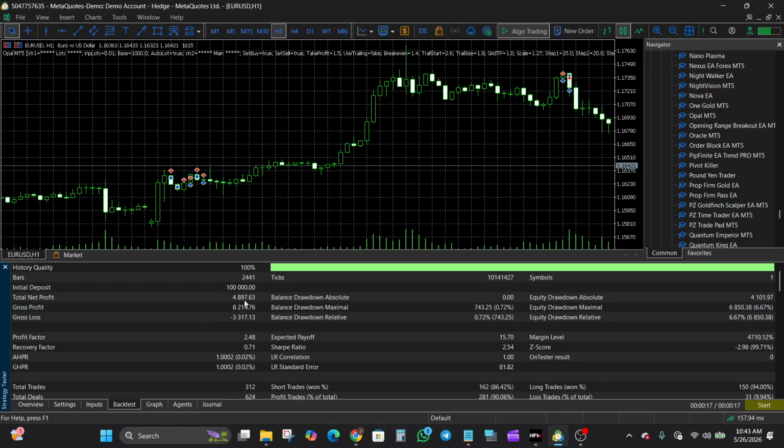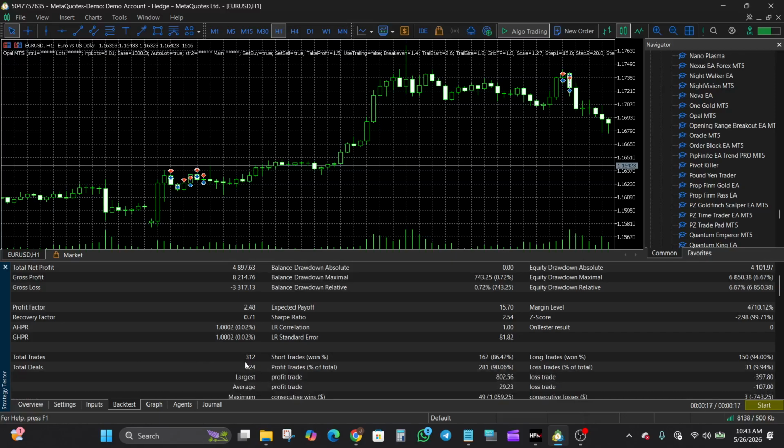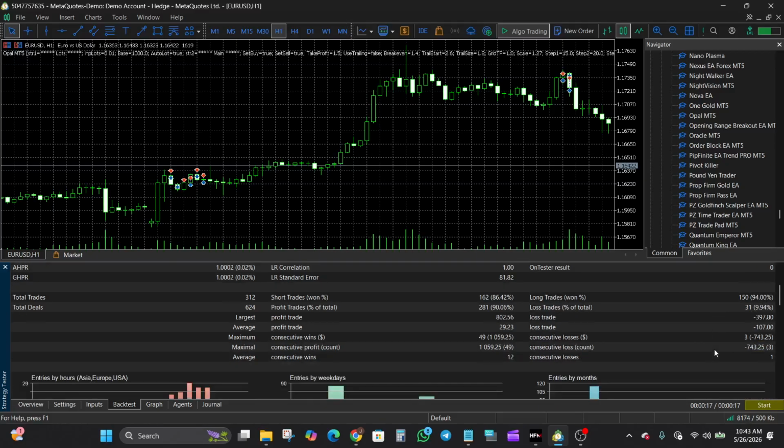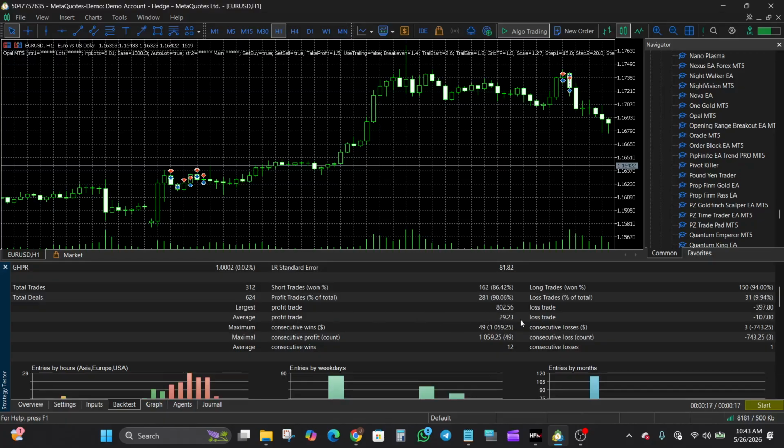Okay, so we can see that from an initial deposit of $100,000, the total net profit was 4,897.63, and there were a total of 312 trades taken. 162 were short trades with 86.42% win rate, and 150 were long trades with a whopping 94% win rate. Now, talking about the largest profit and largest loss, the largest profit was 802.56, and the largest loss was 397.8, and then the average profit was 29.23, while the average loss was 107.